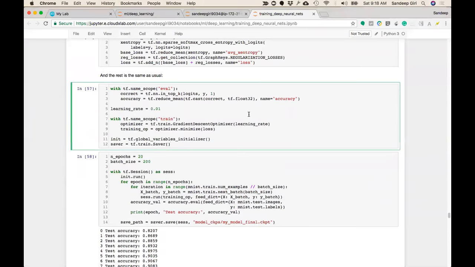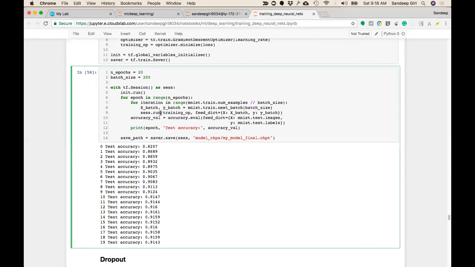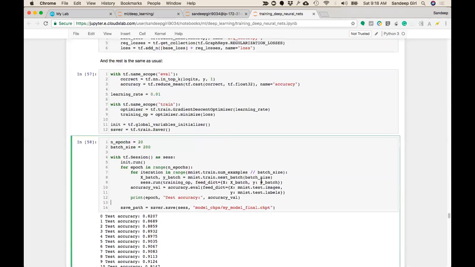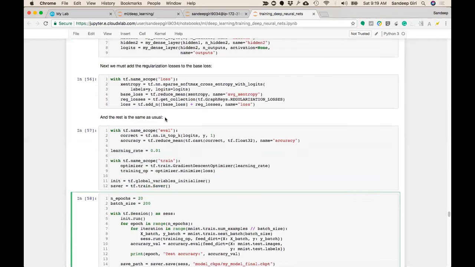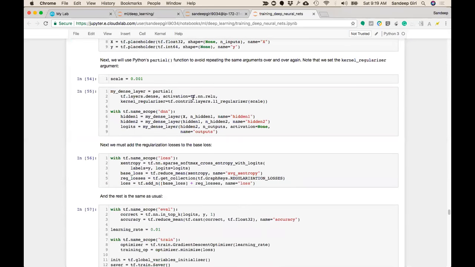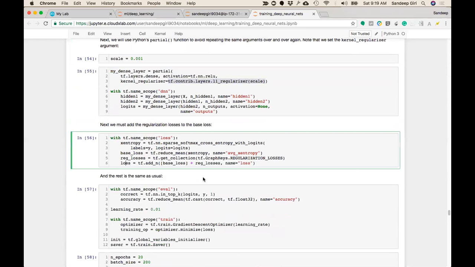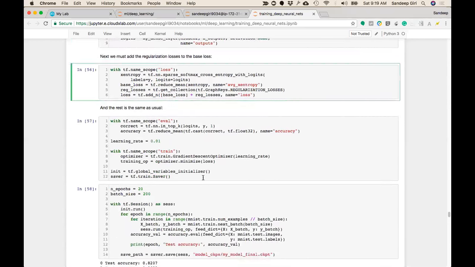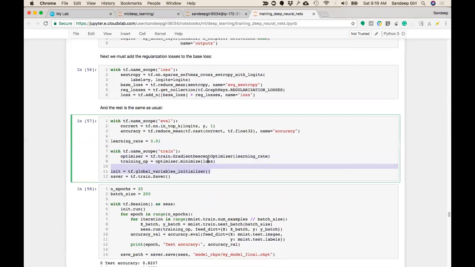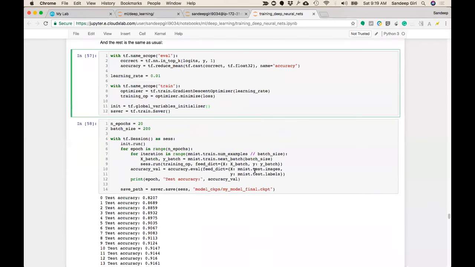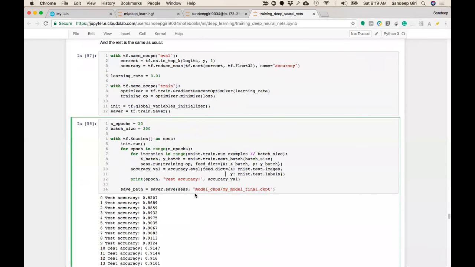Okay, is this clear to all? The rest of the logic remains the same. The only thing we have changed here is, number one, we have enabled the kernel regularizer, and then we have changed the loss function. All right, and then we are evaluating in the usual way. We are just minimizing this loss, and then we are running it as usual.